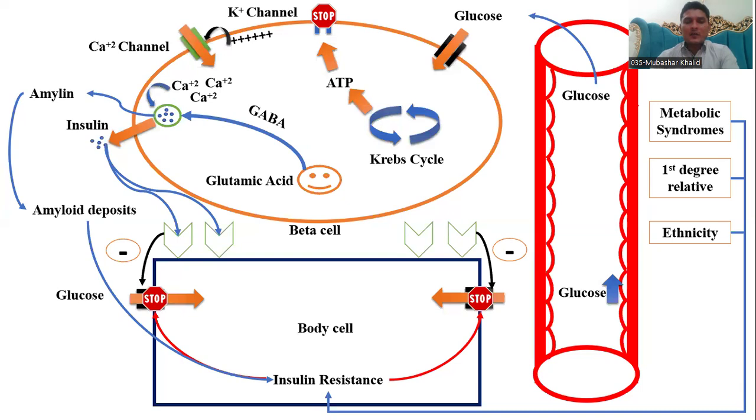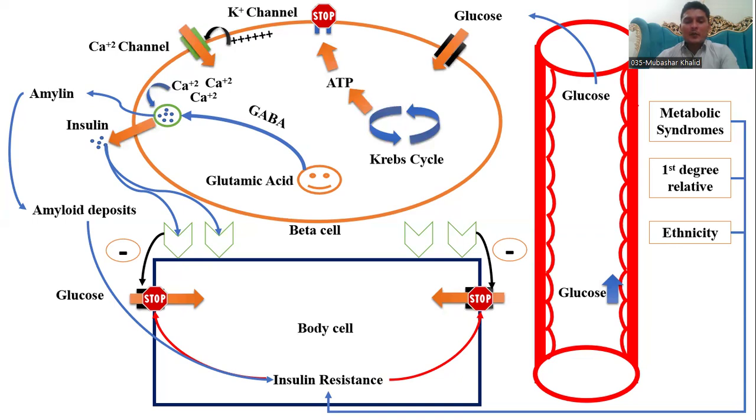Let's discuss first how the transportation of glucose normally occurs. Then we will talk about the changes in type 2 diabetes mellitus. So when we eat food, the glucose from the GIT is absorbed into the blood and the blood glucose level rises. This glucose will move from blood into the interstitial fluid and then from the interstitial fluid into the beta cell.